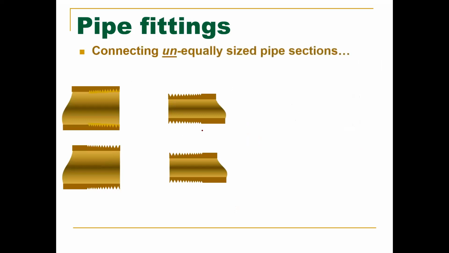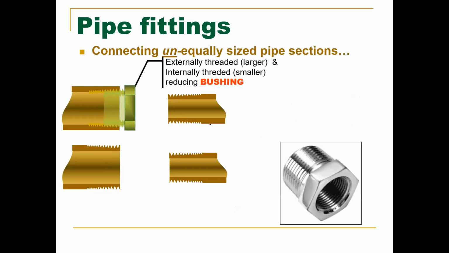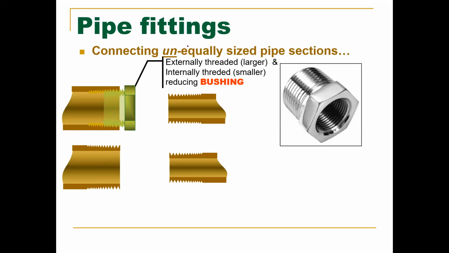Now, we'll go back to a union which has better photos and everything like that. If you want to connect unequal sized piping sections, this is called a bushing. It has external threads that will screw into internal threads of the pipe, and then it has internal threads to screw on to the external threads of another pipe. So this is for unequal.